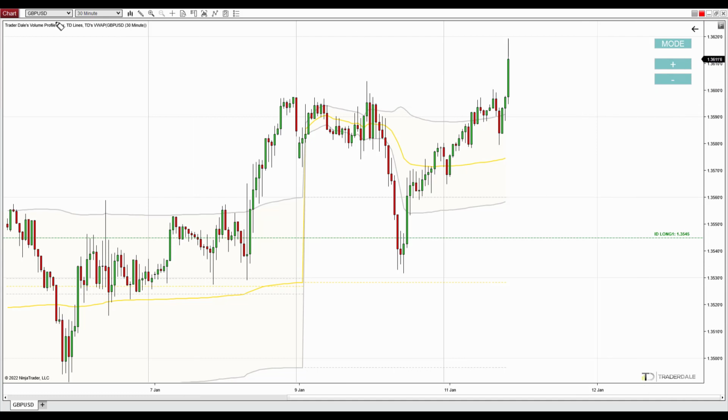What you see before you is the British pound US dollar 30-minute chart, and what I would like to talk about is this rejection of lower prices. First, the price went aggressively downwards. It looked like there'll be a trend, but then suddenly the price turned and went upwards.